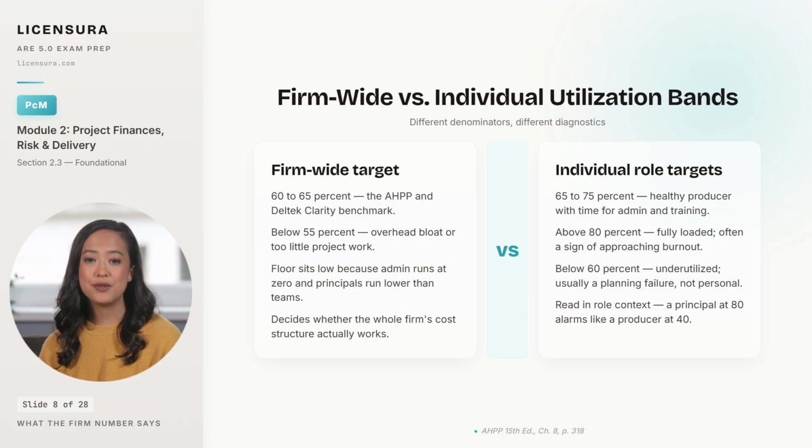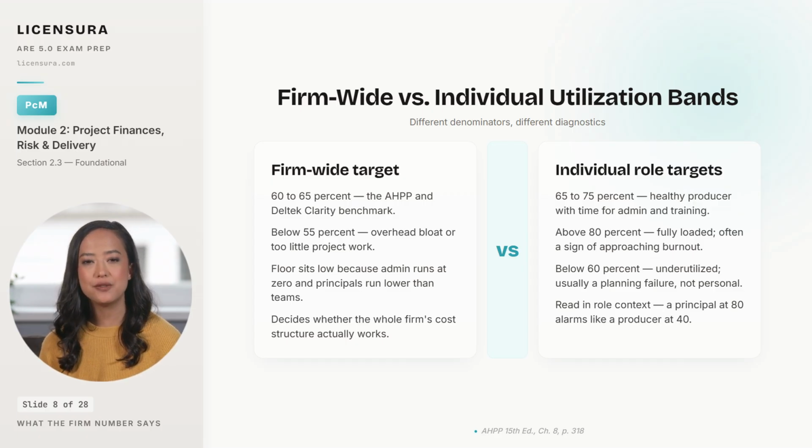Start with the firm-wide average, because that's the number that decides whether the cost structure works. Between 60 and 65% firm-wide is the AHPP and Deltek Clarity benchmark. That floor sounds low to architects who haven't thought about it, but it accounts for the fact that admin staff are 0% billable by definition. Principals run well below their production teams, and everyone takes vacation. Below 55% firm-wide is a serious problem. Either overhead has bloated through too many non-billable roles, or there isn't enough project work for the team you've staffed.